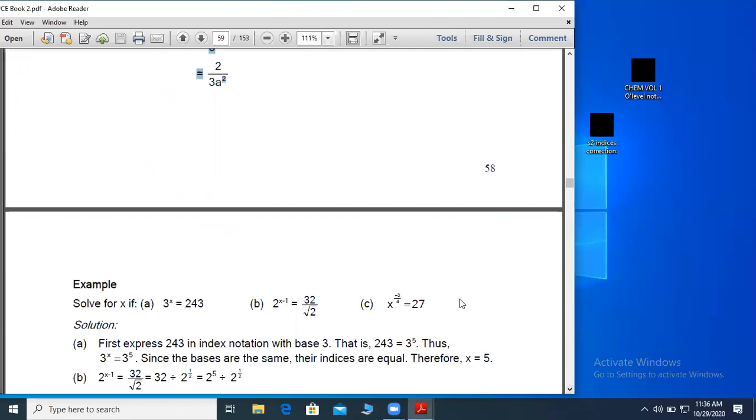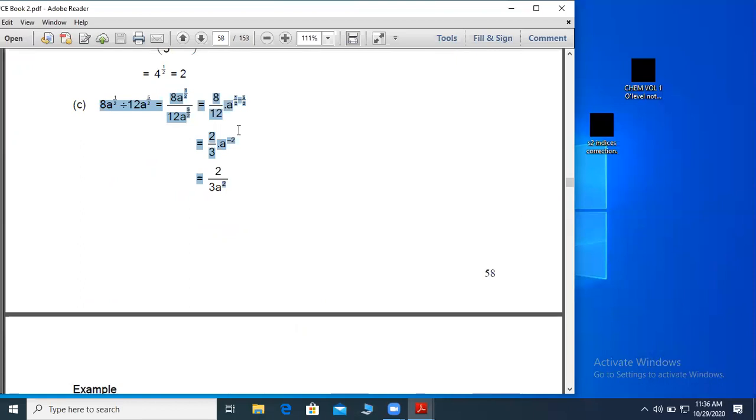So what's the dot? I said dot means multiplication in mathematics. Okay? So dot means multiplication. This is a multiplication sign. So it is 8 over 12, this one, then times a to the power of a half minus 5 over 2. Even here, now this one reduces to a to the power of negative 2, so it will be 2 over 3 times 1 over a squared.